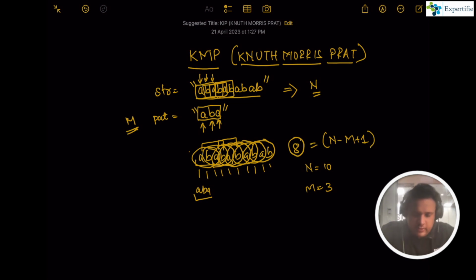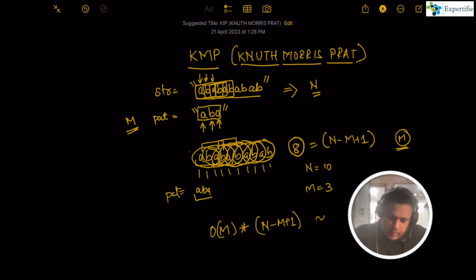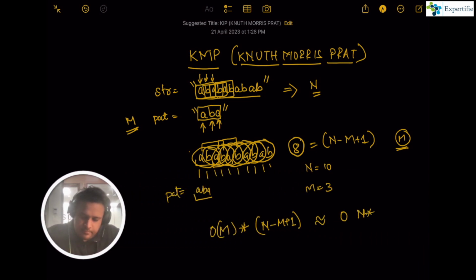So for each of these substrings, all of which will be of size m, you will match the substring with the pattern, and then you will know whether they match or they don't. So how much time does it take to compare one substring with the pattern if they are of the same size? Order of m. How many such substrings are there? n minus m plus 1. So this turns out to be proportional to n times m, right?